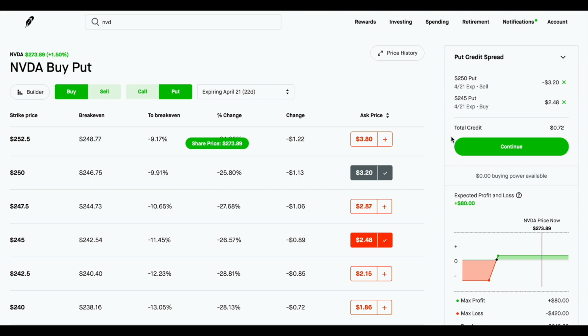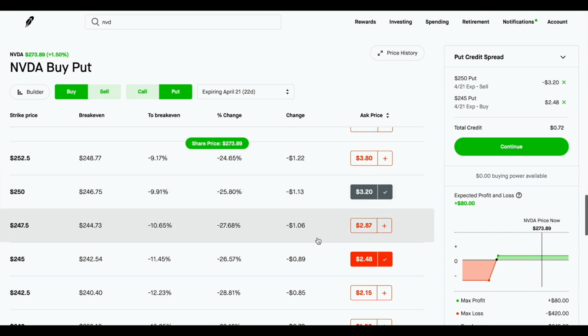So this one's worth looking into, a little bit more conservative, but that's kind of how you can get a sense of what's the ROI and what percentage you're looking for to earn.